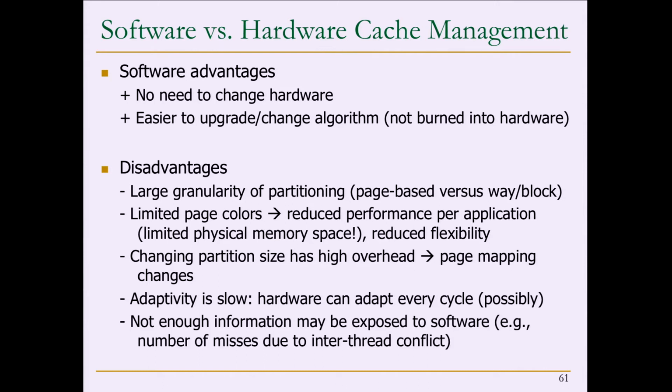And also, not enough information may be exposed to the software, right? In hardware, you can add these counters, for example, utility counters. How do you do that in software? Actually, people have proposed utility-based partitioning mechanisms at the software level. It turns out it's harder to do. For memory, you have more information. For caches, you have less information because they don't get communicated as often. You can use performance counters to get that information, but performance counters are also limited.